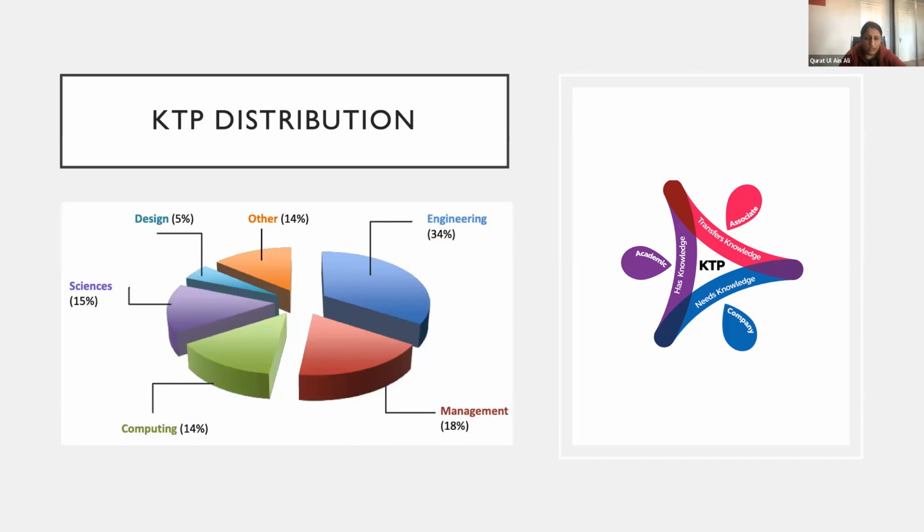So next, we will look at the KTP distribution. Here, as you see, most of the KTPs are in the field of engineering. So there are engineering discipline funded KTPs, then there are design, science, computing. Computing is growing. And then there are management KTPs as well. So they're known as MKTPs, if I'm not mistaken. So that is something really interesting if you are from the management field. So it's not just related to STEM fields.